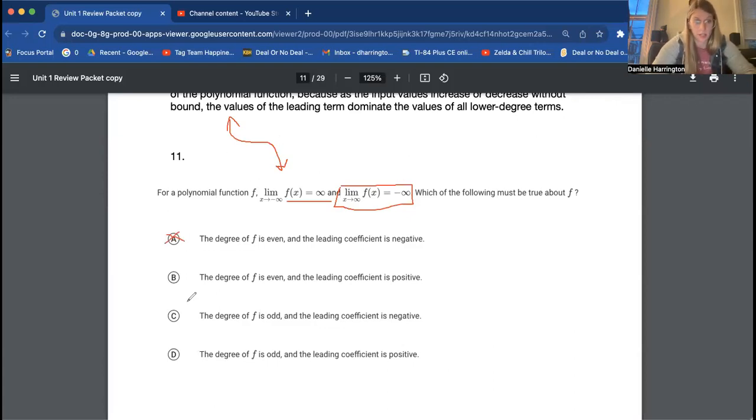I know it's not A, I know it's not B. The degree of f is odd and the leading coefficient is negative. Maybe. Degree of f is odd and the leading coefficient is positive. If it were positive, it'd have a positive slope. As you can see, this entire time it's decreasing, so it has to be C. I always do the cute little pictures off to the side so that I have a visual to go off of as well.